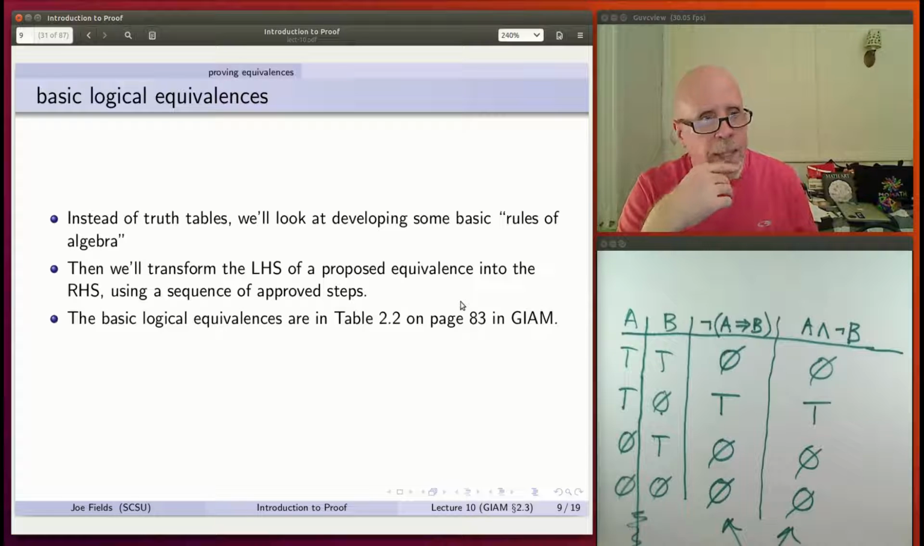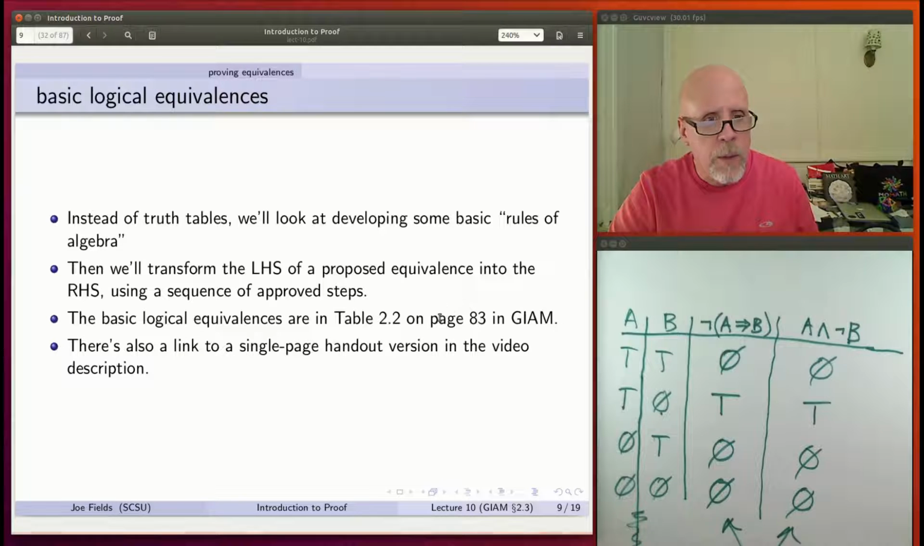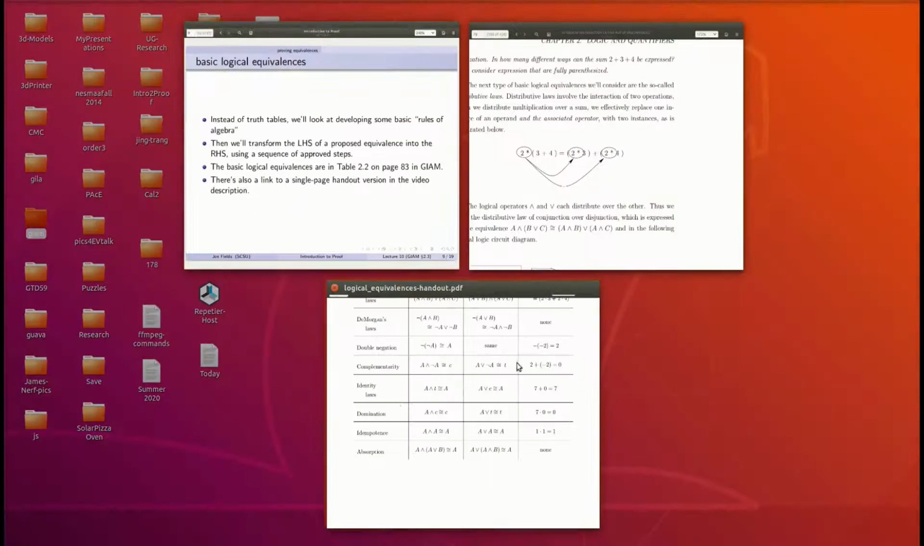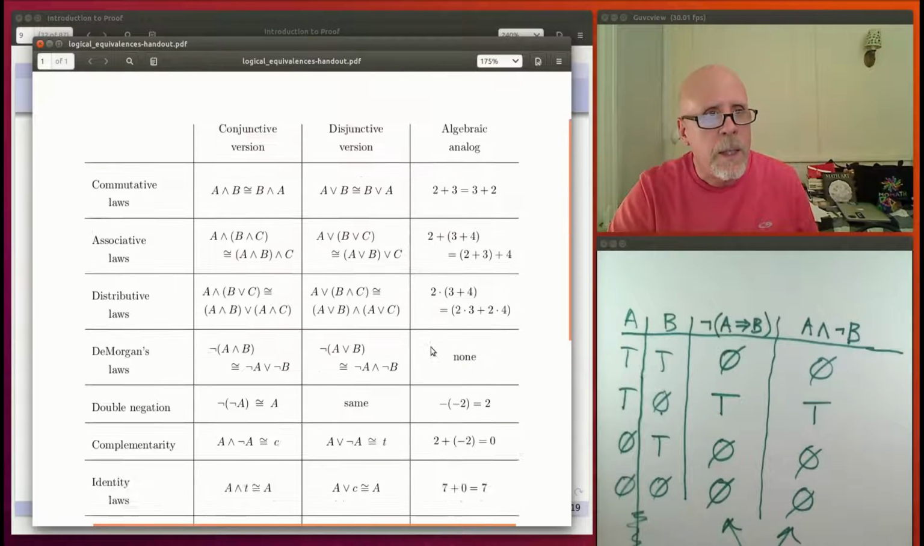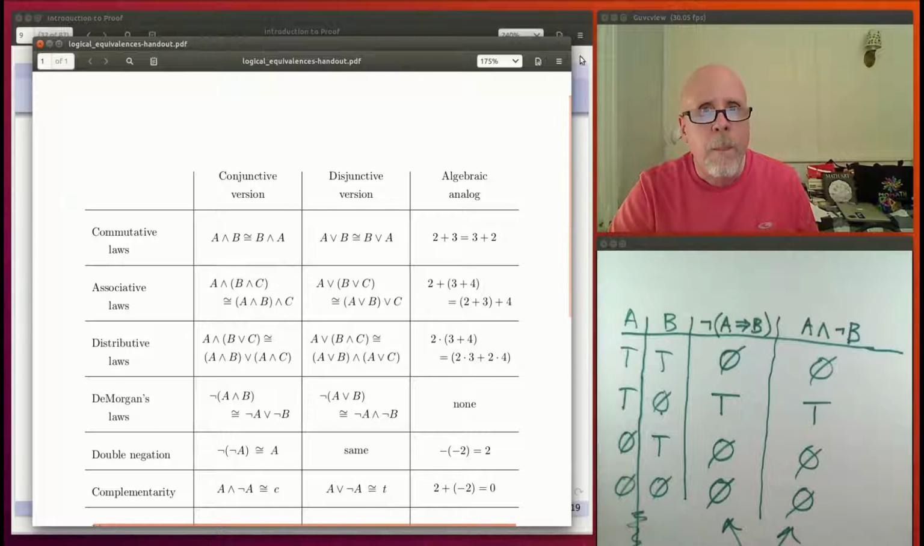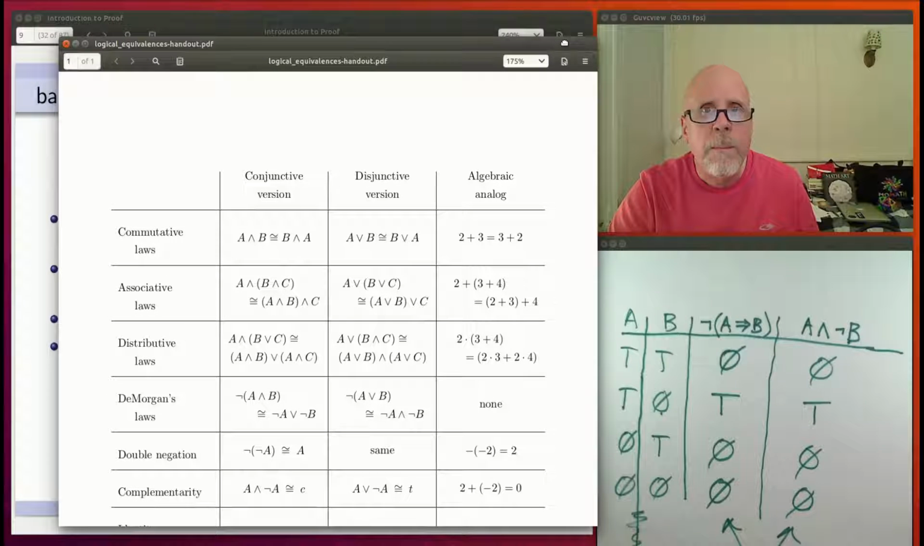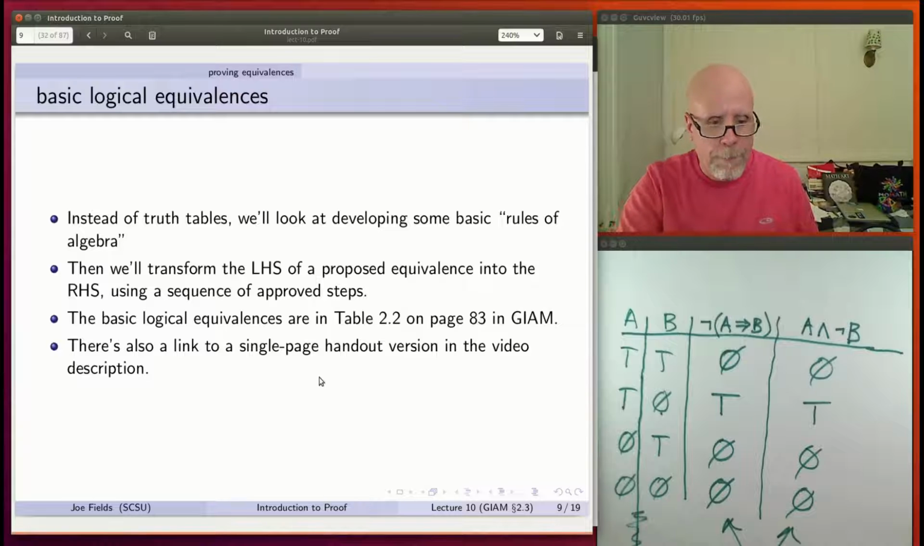So the basic equivalences are in table 2.2 on page 83 in GIAM. I have put them onto a single page handout, so there should be a link in the video description. I also have them on screen right here, so let me pull that up. Here's the handout. Let's see. I'm going to move it so that I can see it underneath of our slides, and I can pull it back up quickly.